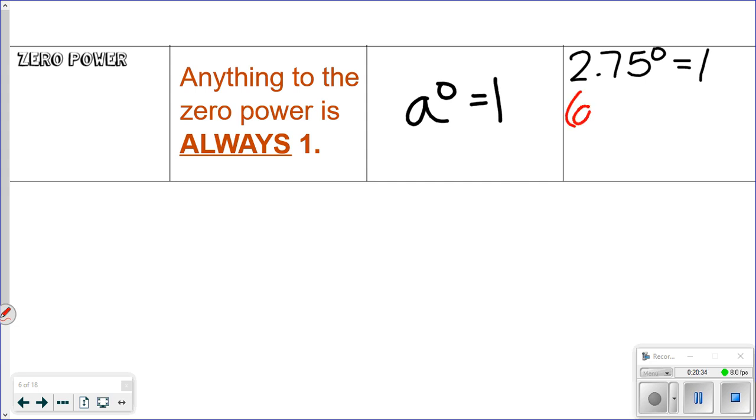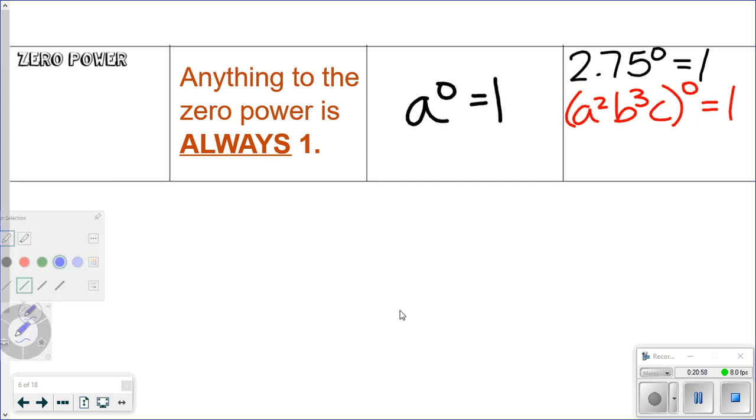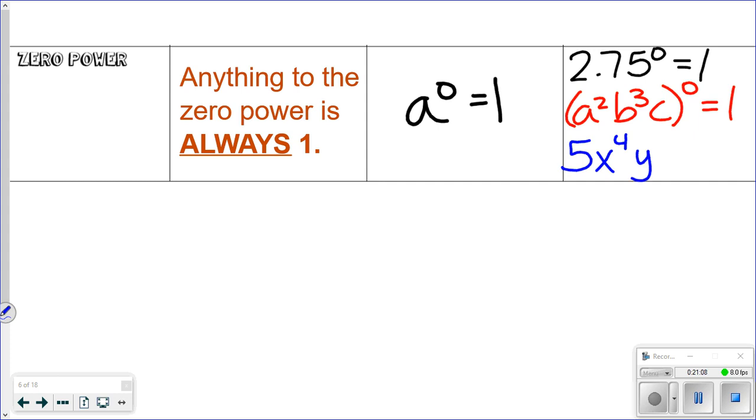A squared, B cubed, C, all raised to the 0 power. Since everything is being raised to the 0 power, it's 1. And the last example here. 5x to the 4th power, y to the 0 power.